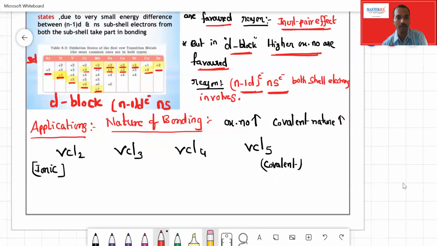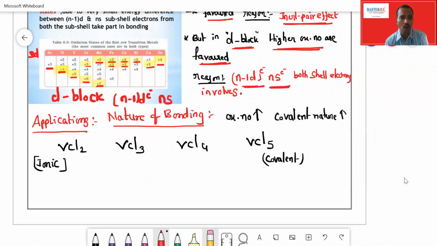Next, coming to the point, what are the applications of this oxidation number? One more thing here, what is the common oxidation number in all these cases? Commonly they are exhibiting plus 3 as the oxidation state. With the help of the oxidation number, what you can identify is the nature of bonding. Whenever the oxidation number increases, its covalent nature increases. When covalent nature increases, acidic nature increases.